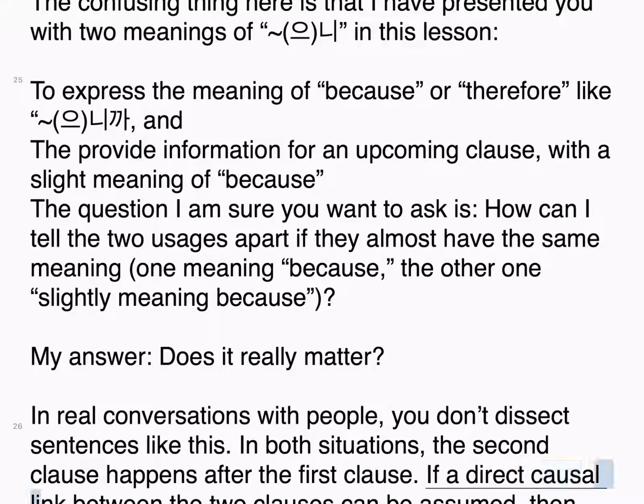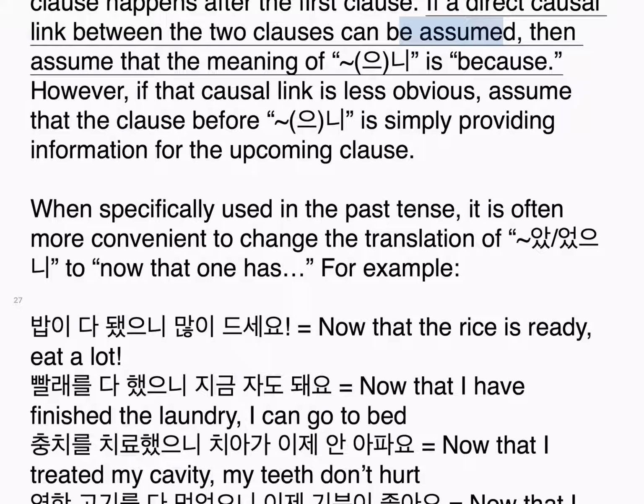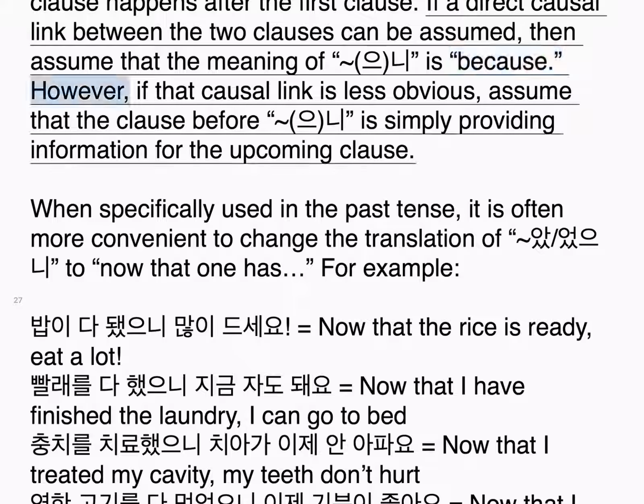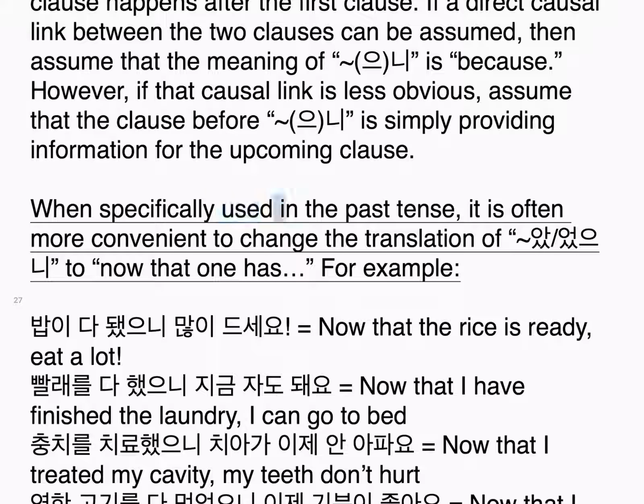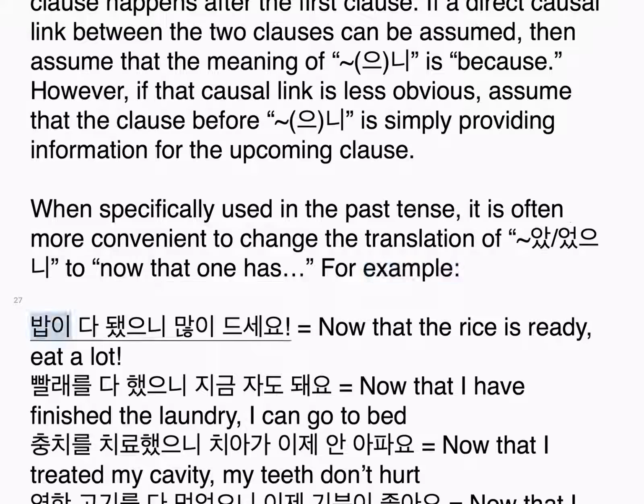If a direct causal link between the two clauses can be assumed, then assume that the meaning of 으니 is because. However, if that causal link is less obvious, assume that the clause before 으니 is simply providing information for the upcoming clause. When specifically used in the past tense, it is often more convenient to change the translation of 았/었으니 to now that one has. For example, 밥이 다 됐으니 많이 드세요. Now that the rice is ready, eat a lot.